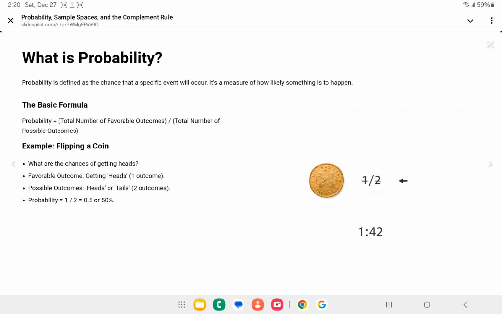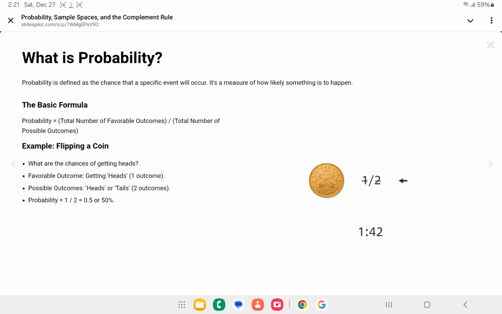Now when you flip a coin, there are two possible outcomes. You can get either heads or you can get tails. Therefore, there are a total of two possible outcomes. As a result, the probability of getting heads is 1 divided by 2, which is equal to 0.5 or 50%. Conversely, the probability of getting tails would also be equal to 0.5.